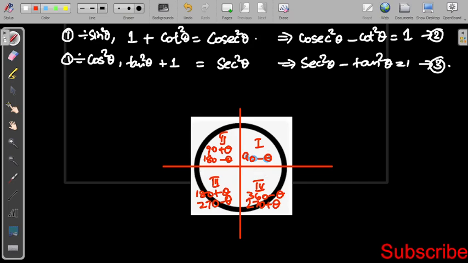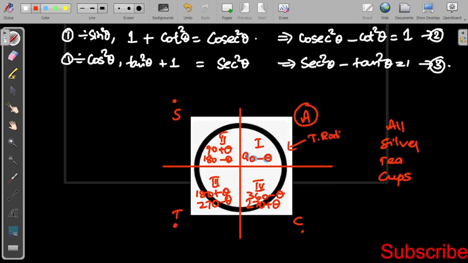And then you have to use the trick, A, S, T, C. Just remember this one by the code: all silver teacups. Just remember this trick, all silver teacups. So A, S, T, C. What does this represent? A represents that in this quadrant all the trigonometric ratios like sine, cos, tan, cot, cosec and secant will be positive.